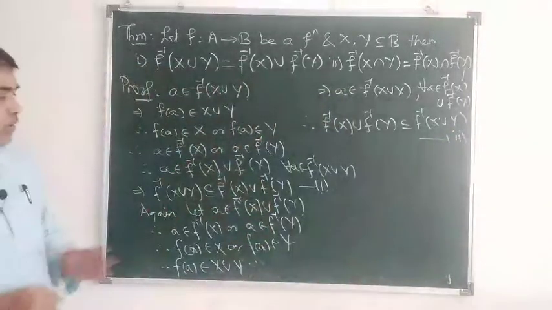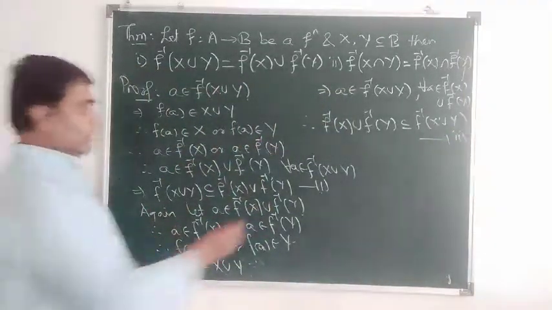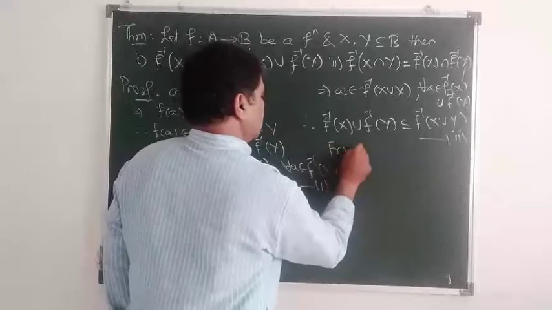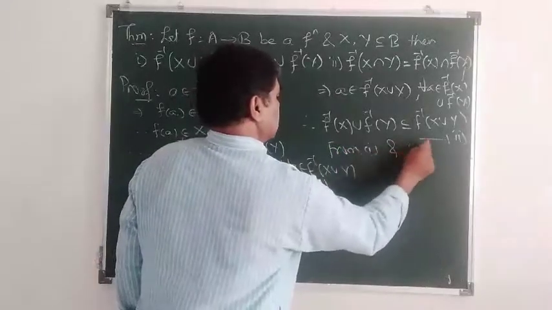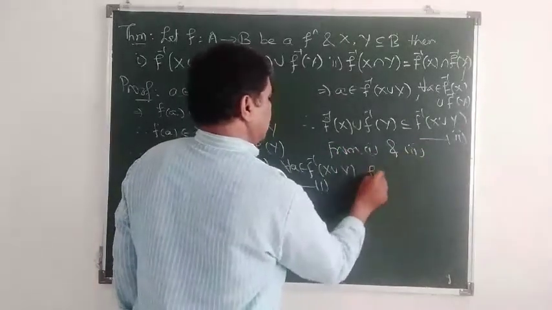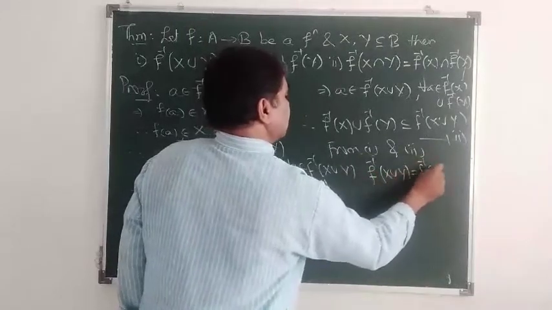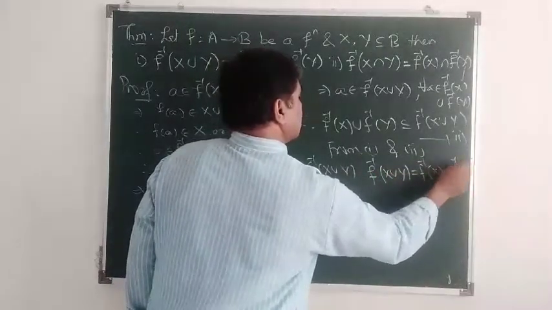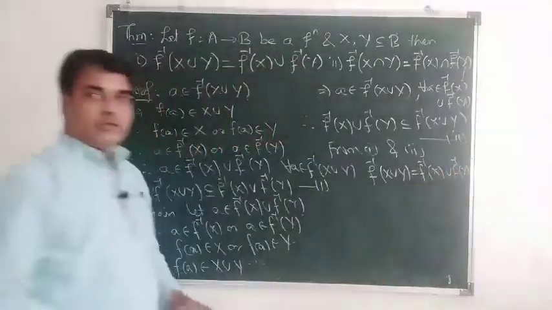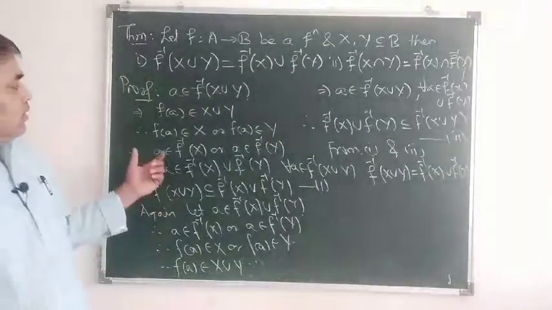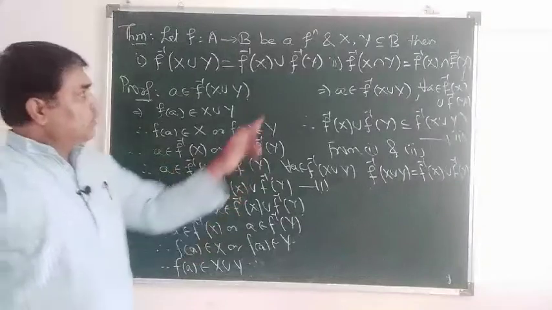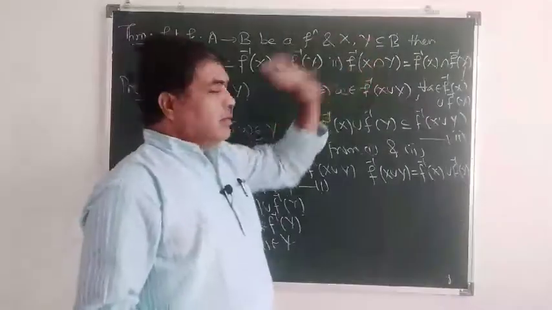From 1 and 2, we get equality. Okay. So from 1 and 2, f inverse of X union Y is equal to f inverse X union f inverse Y. Okay. Now we'll prove the second one. Again, for that we'll do the same thing.